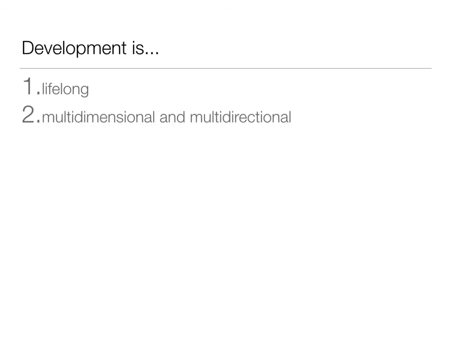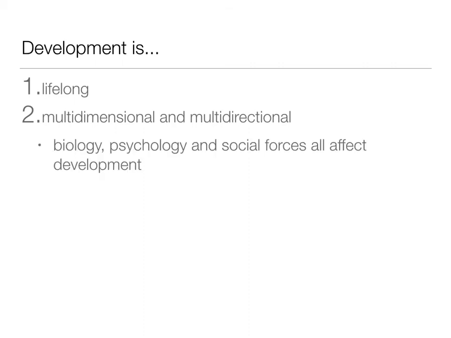Development is also multidimensional and multidirectional. So when we talked about that web of development, that was a multidimensional kind of thing. It involved biology, psychology, and social forces all affecting the outcome of that child, the outcome of that adult, the outcome of that organism. But it's important to remember that development is also multidirectional. We have periods of growth and decline.